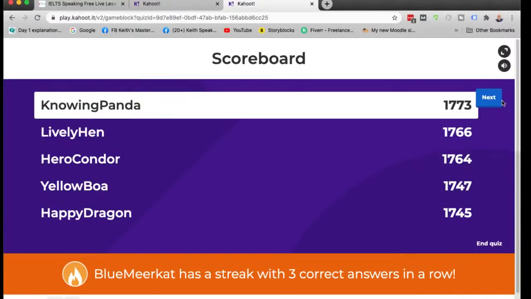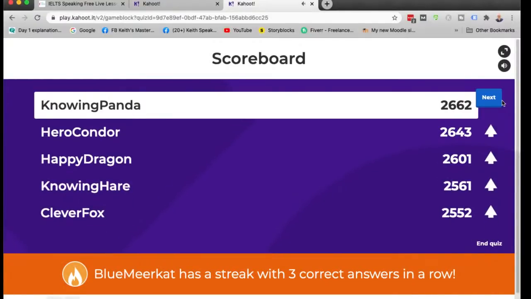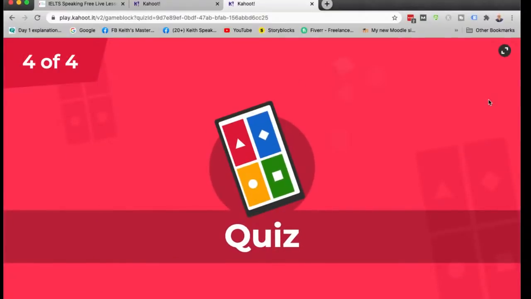Let's check out the scores. Knowing Panda is top. A blue meerkat has a streak with three correct answers in a row. Interesting. Why are you telling me this? Hero Conda and Happy Dragon are up there. Good. Let's move on. I think it's the last question.